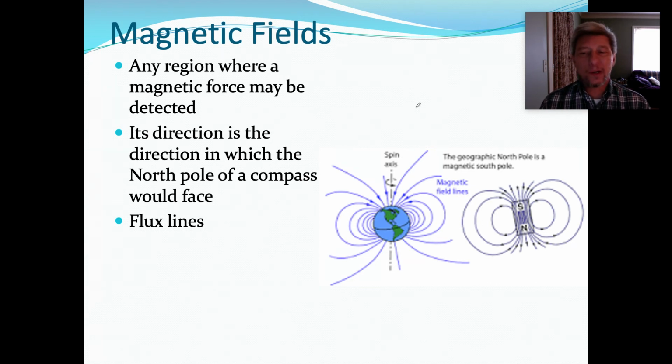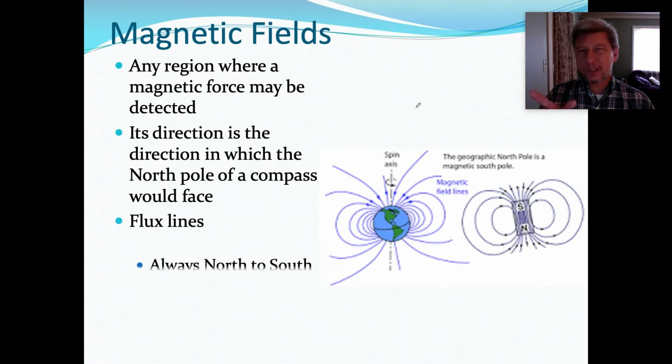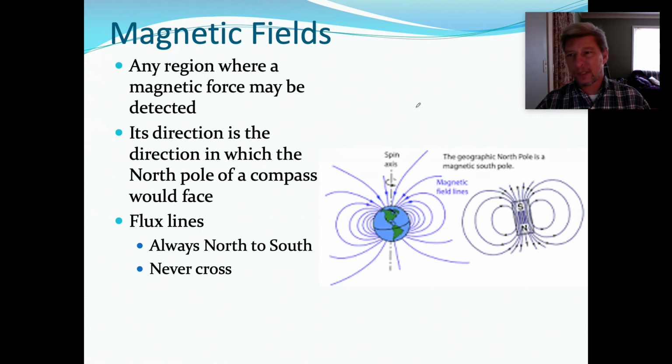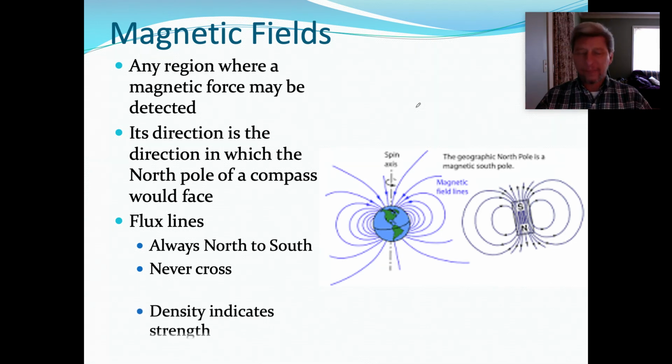Now, this is where it gets a little tricky. The north pole of a compass faces north, but we just said that opposites attract. So what happens is when you make a compass, you actually put an N on the south pole of the magnet in the compass, and you put an S on the north pole. That way, the S points toward the south, because the north pole of the magnet points toward the south pole of the Earth, and vice versa. It's a little confusing, but think about that.